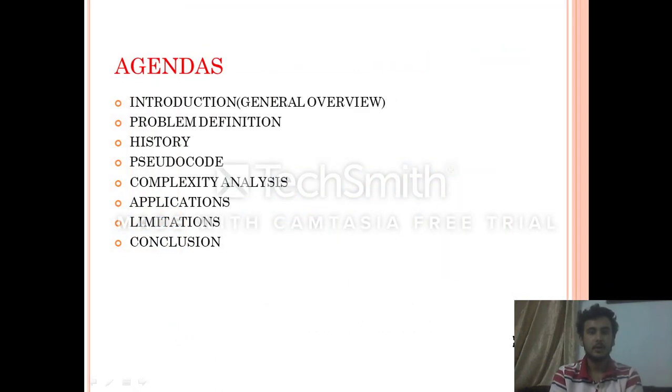Today's agendas: we have introduction, general overview, problem definition, why we need Naive Bayes algorithm, history behind Naive Bayes algorithm, an example of pseudocode, complexity analysis which contains best case and worst case, the application of Naive Bayes algorithm, its limitations, and finally conclusion. So without any further ado, let's move to introduction.